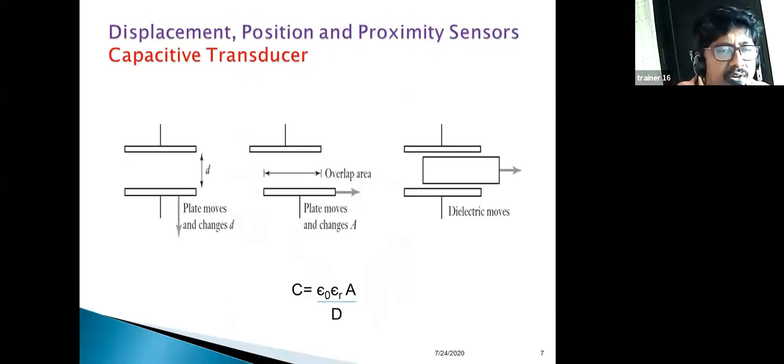It's very simple. All of you know the capacitive transducer. Here the capacitor has two plates, and the capacitance mainly depends on three parameters. What are those three parameters? The distance, distance, and area. Distance D means the distance between the plates. A means the overlap area.